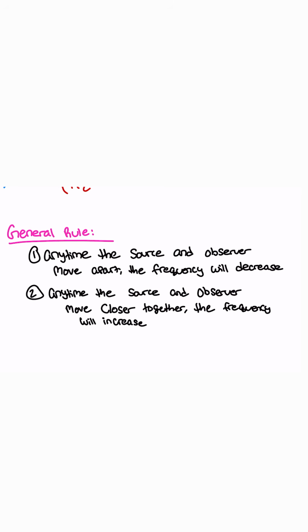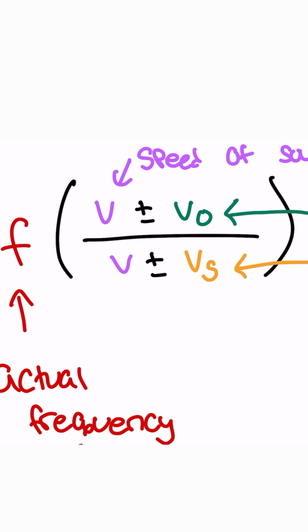If the observed frequency should be higher, then you pick the signs that make the fraction larger. And the fraction is larger when the numerator is greater than the denominator. Let's quickly go over why this works.